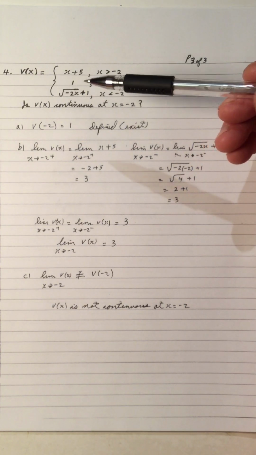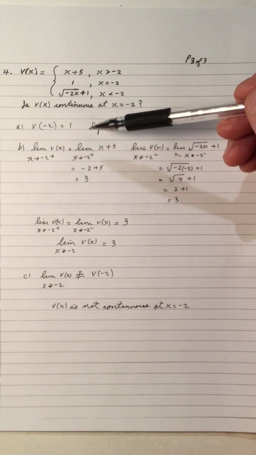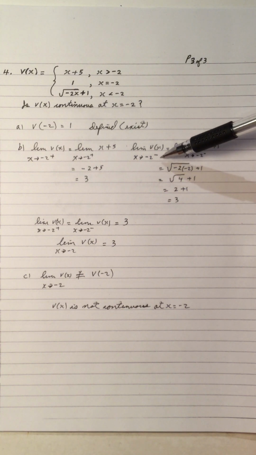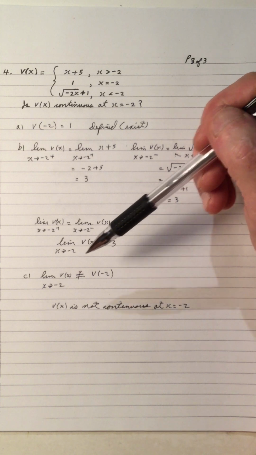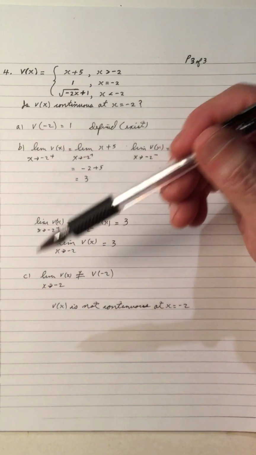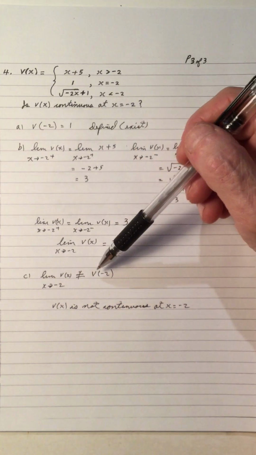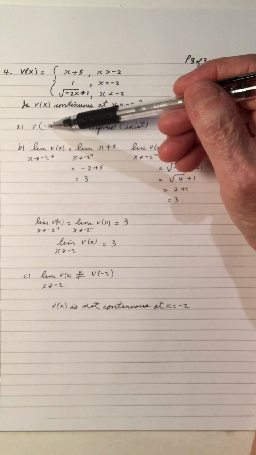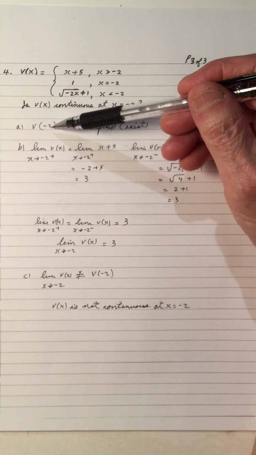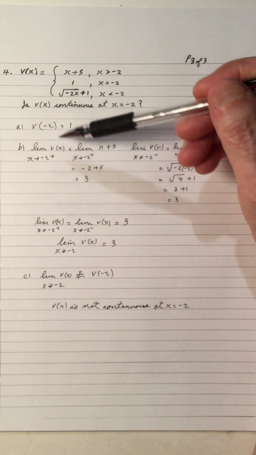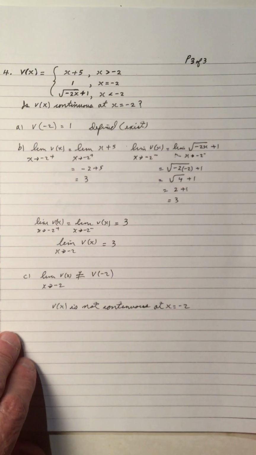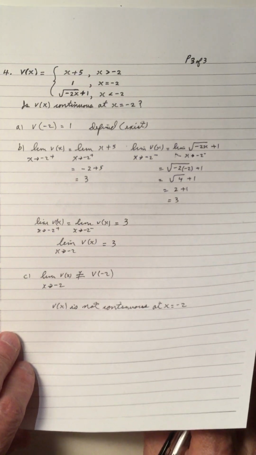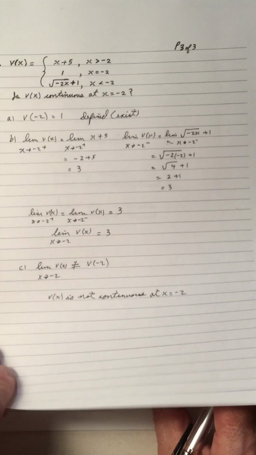So again, the conditions are: it has to be defined. The left and right limits have to be the same to make the limit of v of x be that limit. And then where it's defined and the limit both have to be the same. But in this case, where it's defined, -2 gives you 1. The limit is 3. 1 and 3 are not the same, so it's not continuous. So again, 3 examples where it's not continuous. The other examples I did in the first video were continuous.